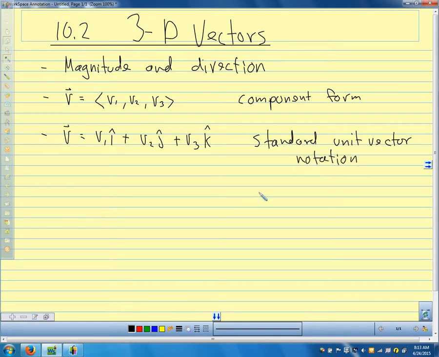And our unit vectors, so i hat is a unit vector, means its magnitude is 1 in the x direction only, 1, 0, 0. j hat is a unit vector in the y direction, 0, 1, 0. And k hat is a unit vector only in the z direction, 0, 0, 1.